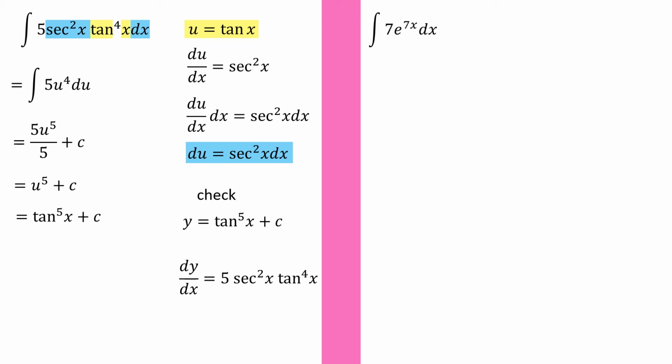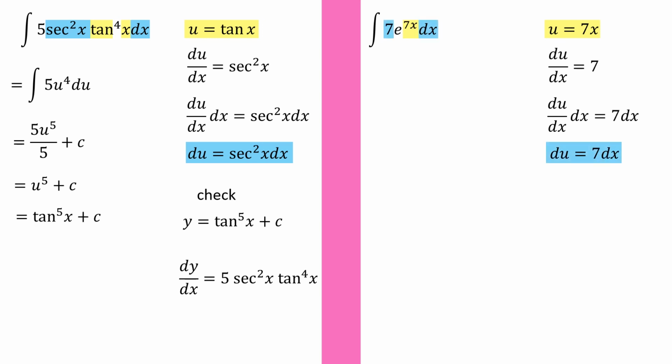And so what is the primary function here? What is the big star of the show? It looks like it's being e raised to a power. So what is inside there? Well, the u will be 7x. If I take the derivative of u with respect to x, I just get 7. Sure enough, I see a 7 in that integral. So du will be 7 dx. 7x is my u. 7 dx is my du.